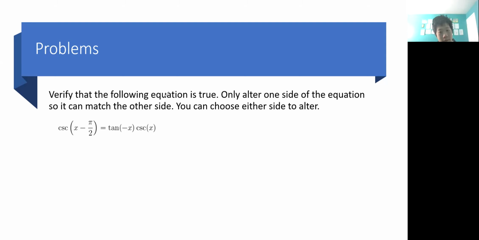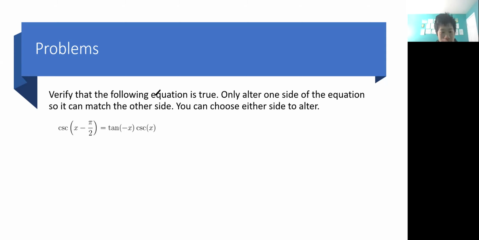So if you're not quite sure how to do this, maybe I can demo this one for you. We're going to choose one side of this equation so we can match the other side. Well, which one do we choose though? Right, so that's the question.